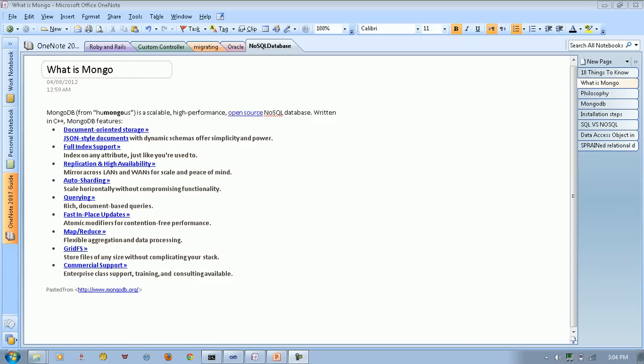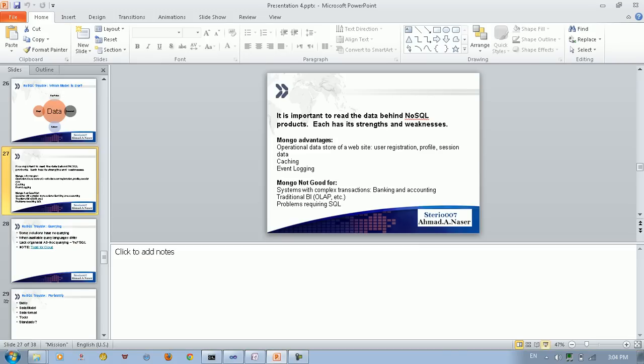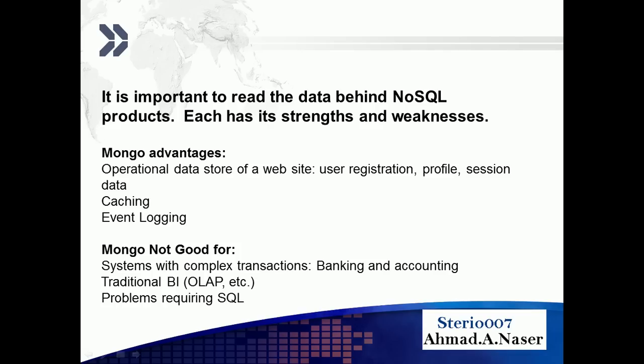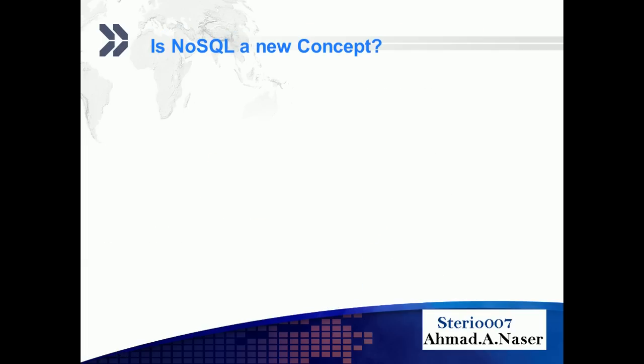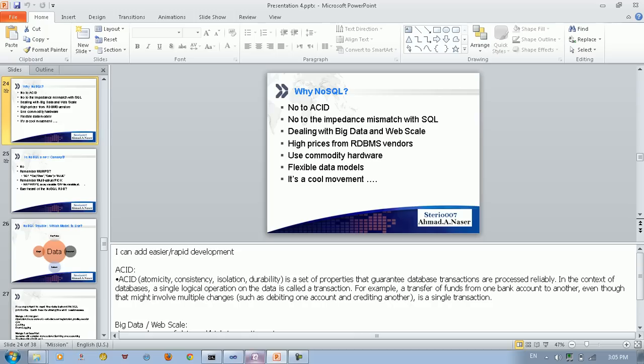In addition to that, we have some disadvantages. For example, it's important to know the strengths and weaknesses of any NoSQL database provider. The main advantages here: it's an operational data store for websites, user registration, profile, session data, caching, and even login. But MongoDB is not good for a system with complex transactions like banking and accounting, and traditional BI and problems requiring SQL, normal SQL queries.